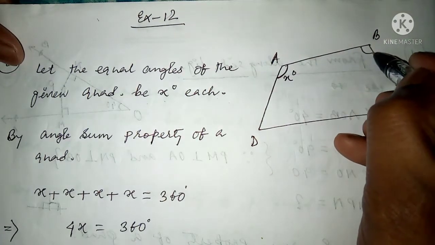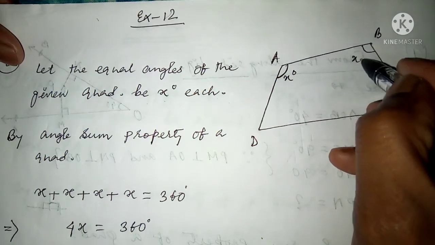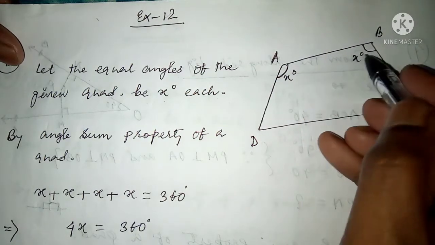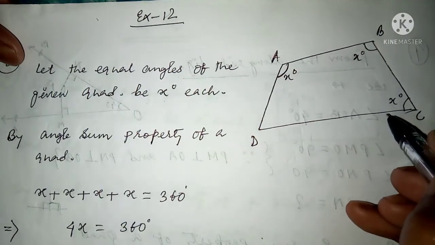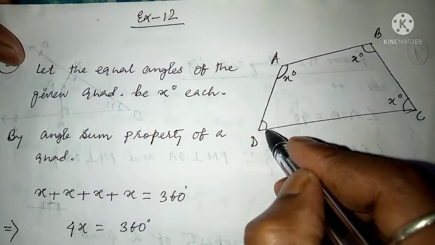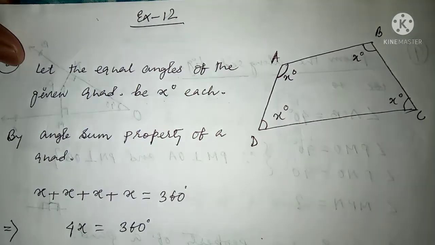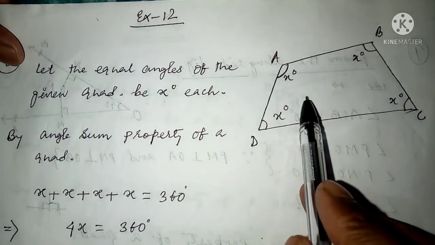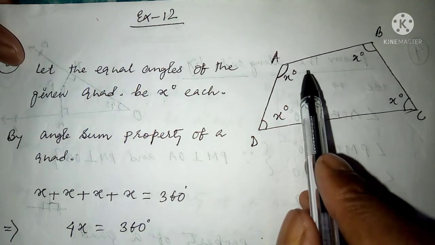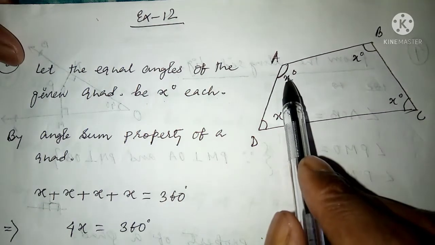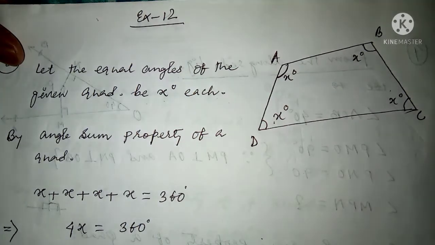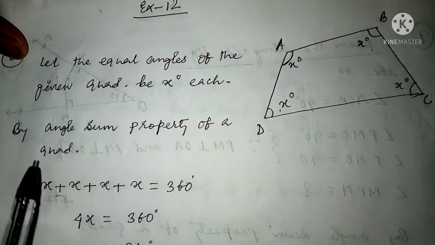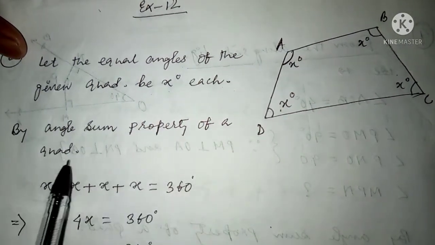Now I have assumed x as the value of angle A, and if A is x, then B again must be x degree, because this angle and this angle are equal. This angle must also be x degree, and if you come to D, this one is also x degree. This is because it is given in the question itself that the measurement of each angle is equal. Then, very simple, I have applied the angle sum property of a quadrilateral.